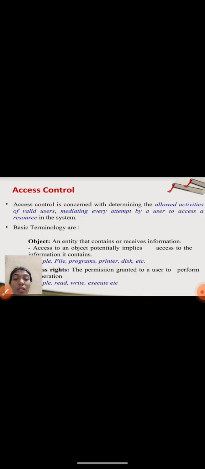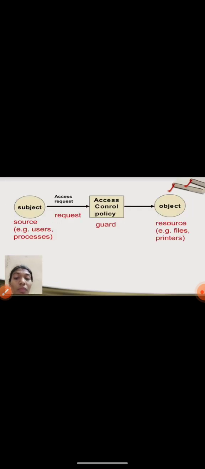Access control is concerned with determining the allowed activities of various users, mediating every attempt by a user to access a resource in the system. Basic terminology: an object is an entity that contains or receives information. Access to an object potentially implies access to the information it contains. Subject, object, request, guard.